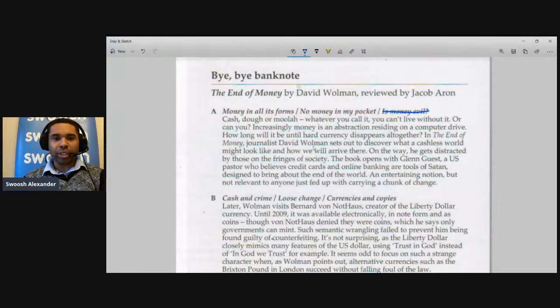So how long will it be until hard currency disappears altogether? Anyone just fed up with carrying a large chunk of change? Okay, I guess, yeah, fed up with carrying a large chunk of change would indicate the fact that it wouldn't be no money in my pocket. So yeah, we're looking at the 2 separate forms. So money in terms of hard currency, and money as an abstraction. So we've got the abstraction here.